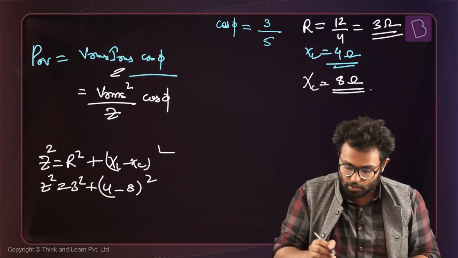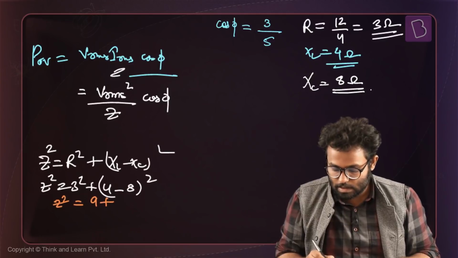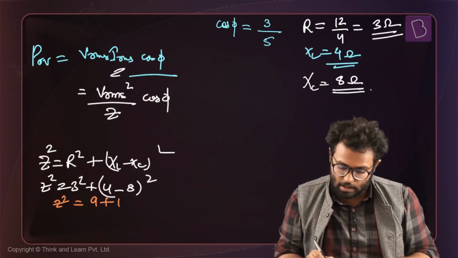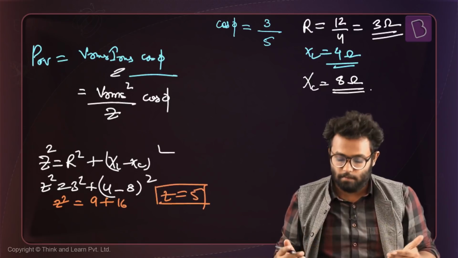So that will become how much? That will be Z square equal to 9 plus 16, right? It will be 4 square is 16. So Z will become equal to 5. Right, root of 25. So Z is equal to 5.